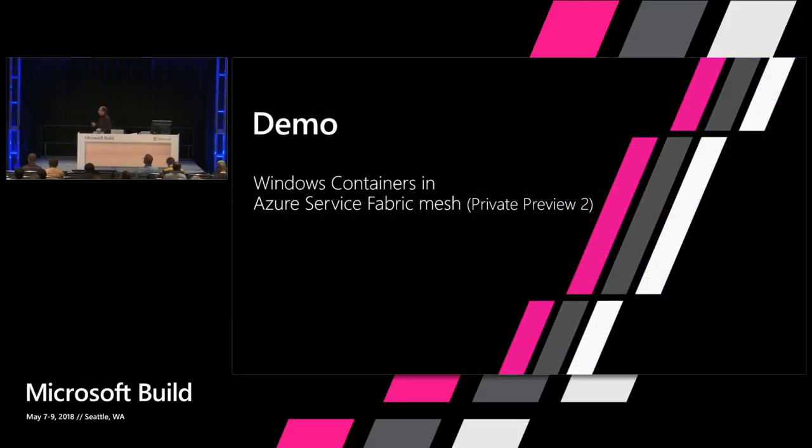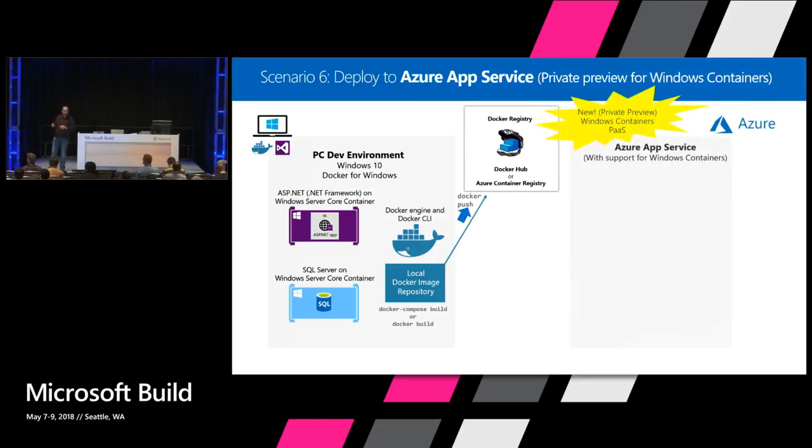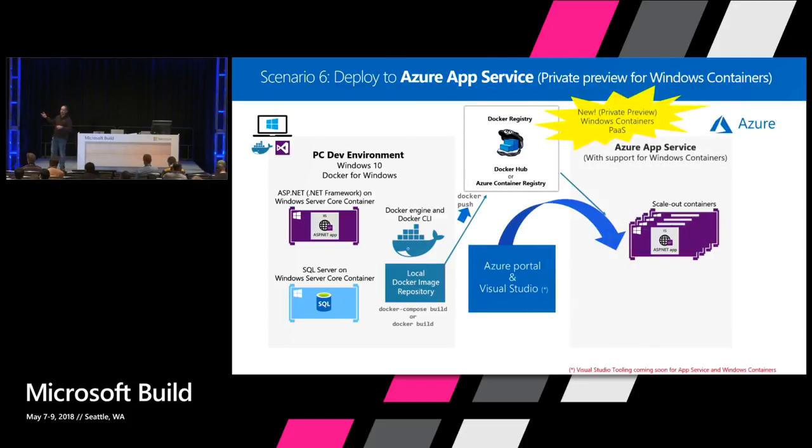And the final scenario is with App Service. App Service is a great platform environment for simple applications or web applications. And it supports Linux containers since last year. The news is that since this week, App Service also supports Windows containers in private preview. So it would be the same thing. You push the image into container registry, and then you deploy it into App Service from the Azure portal, or Visual Studio tooling coming as well.